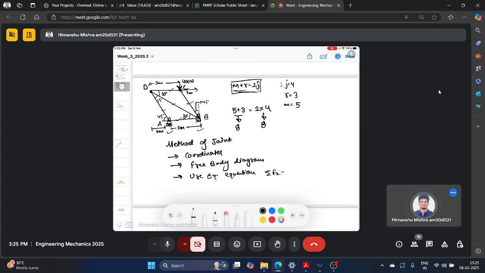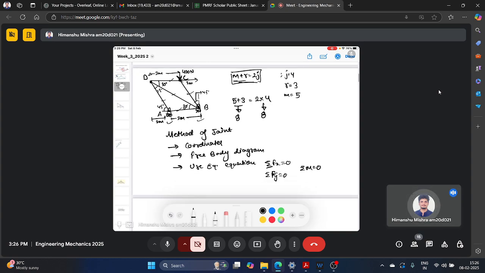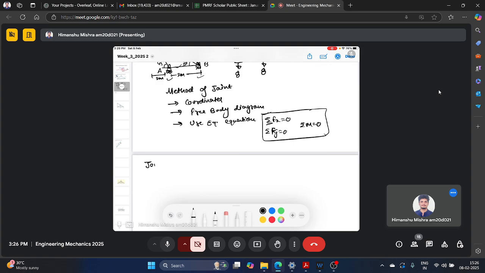Which is: the summation of force in the horizontal direction is 0, the summation of force in the vertical direction is 0, and the summation of moments is 0. So here, the summation of forces in the x and y directions. So these are my equilibrium equations, and they have to be used at each joint. So let's consider joint C first from the above problem. So first we consider joint C.